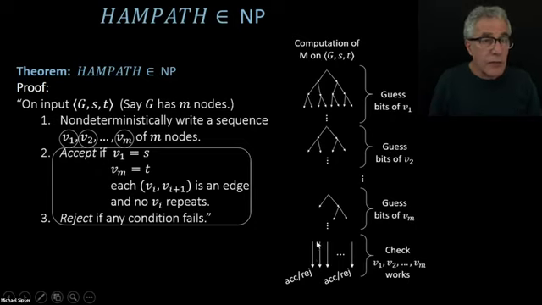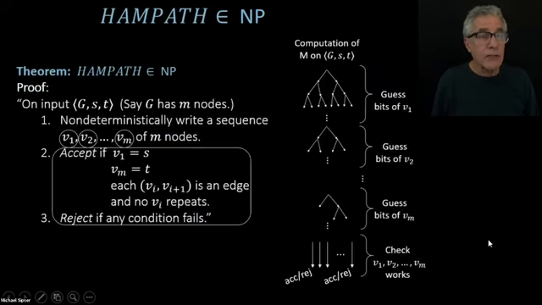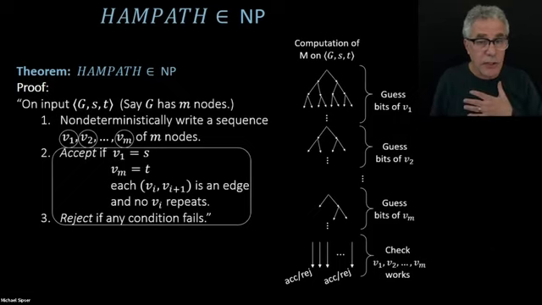Okay. So each one of these branches is now going to end up accepting or rejecting, and the whole overall computation is going to accept if at least one of them ended up accepting, which means you actually found a Hamiltonian path. Okay, so I don't know if that's helpful to you or not. If there are any questions on this, let's see.